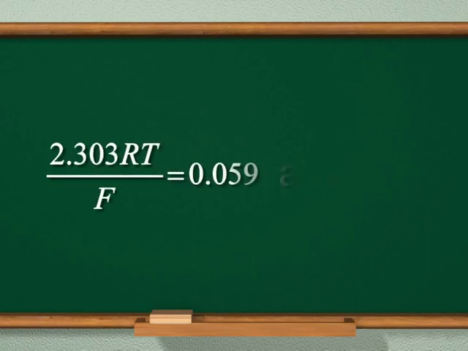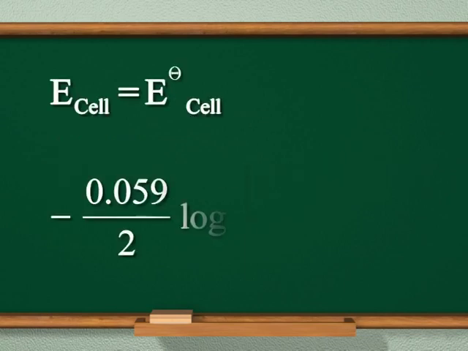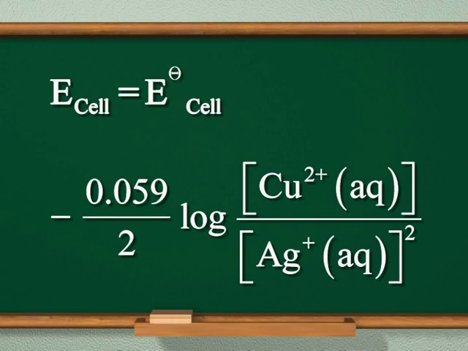Since 2.303 multiplied by R multiplied by T upon F is equal to 0.059 at 298 Kelvin, we have at 298 Kelvin EMF of cell is equal to the standard potential of the cell minus 0.059 divided by 2 multiplied by log of concentration of copper ion in solution divided by concentration of silver ion in aqueous solution raised to the power 2.